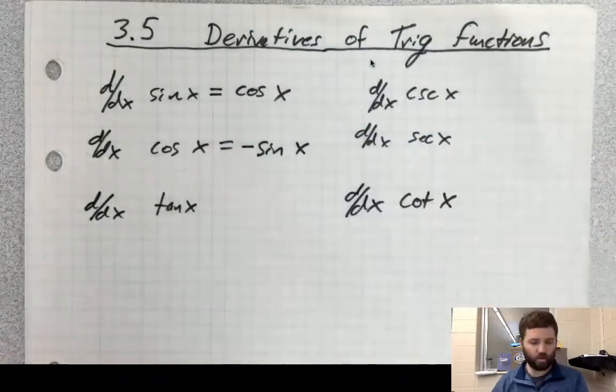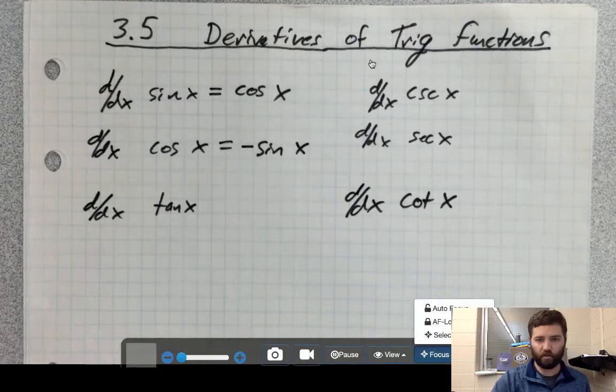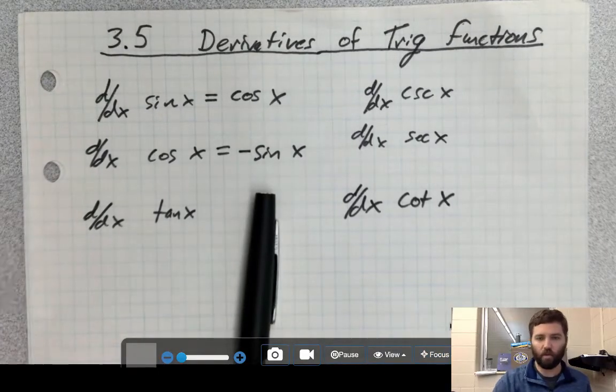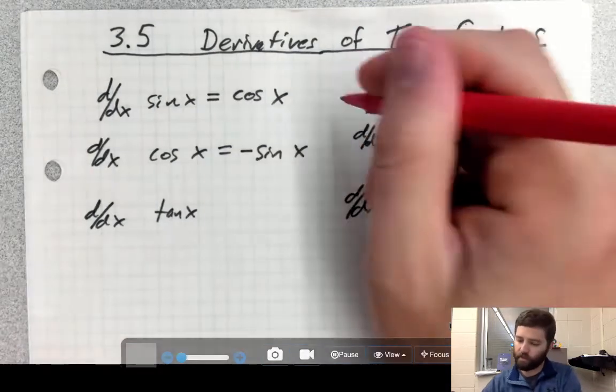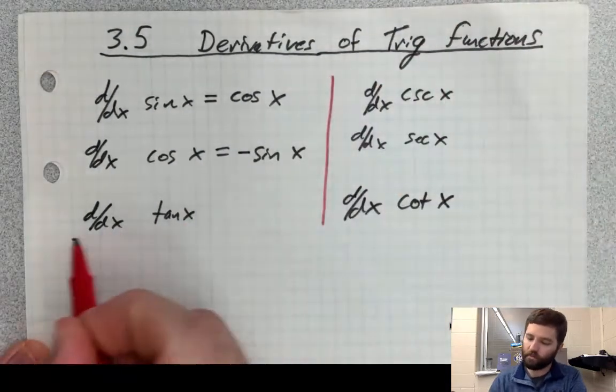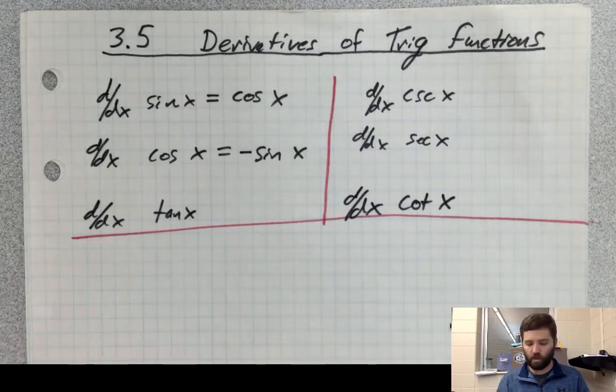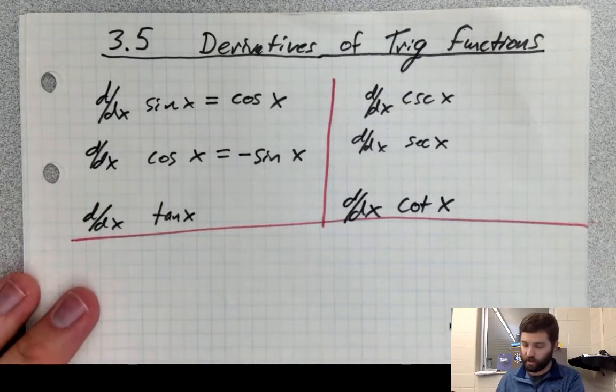We're going to start with those two, and then we'll come back to the other ones. We'll start with sine and cosine. We'll do some problems with those, and then we'll come back to tangent, cosecant, secant, and cotangent.